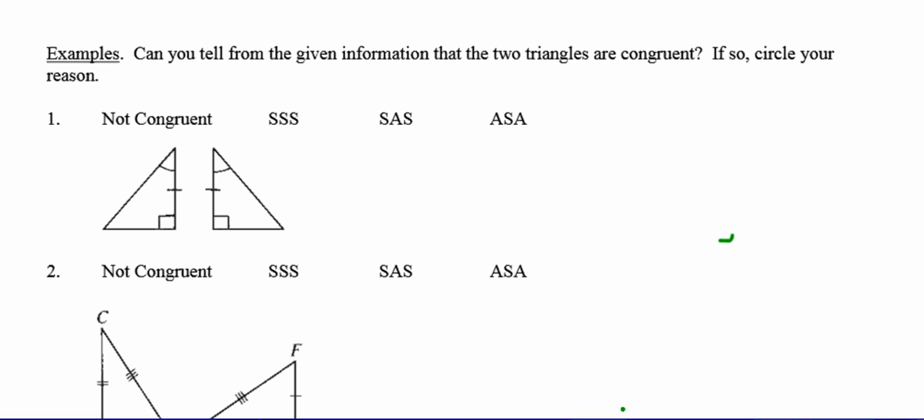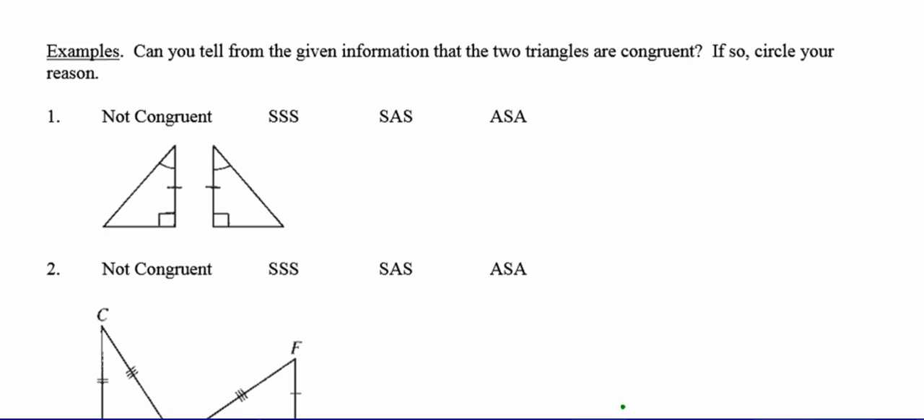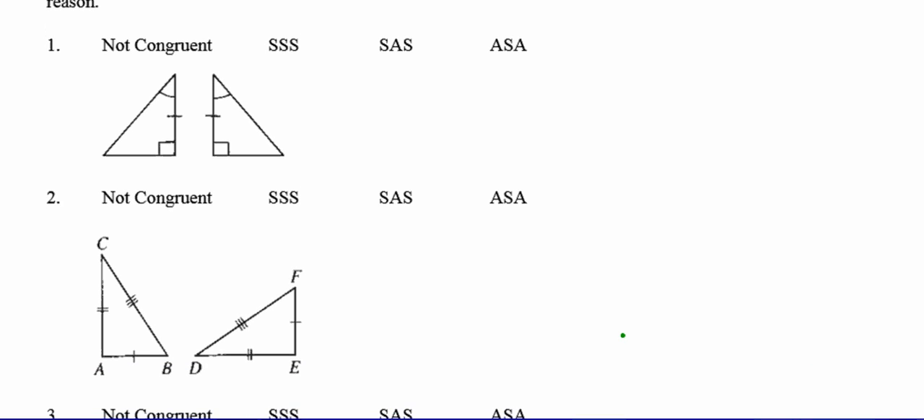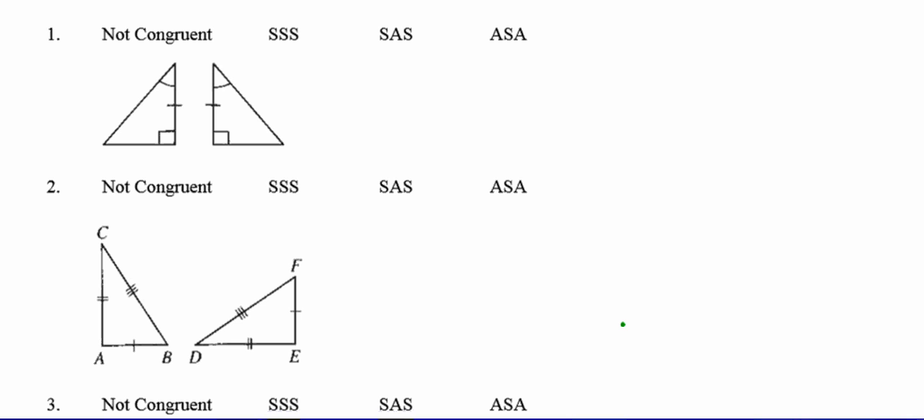So probably in the beginning, for most students, it's easiest to look at these pictures and say, is this side, side, side? Is it side angle side? Is it angle side angle? And as we get better at doing this, you'll be able to hopefully just look at the diagram and say, yep, it's side angle side, or yes, it's angle side angle. But for now, we're going to use process of elimination.